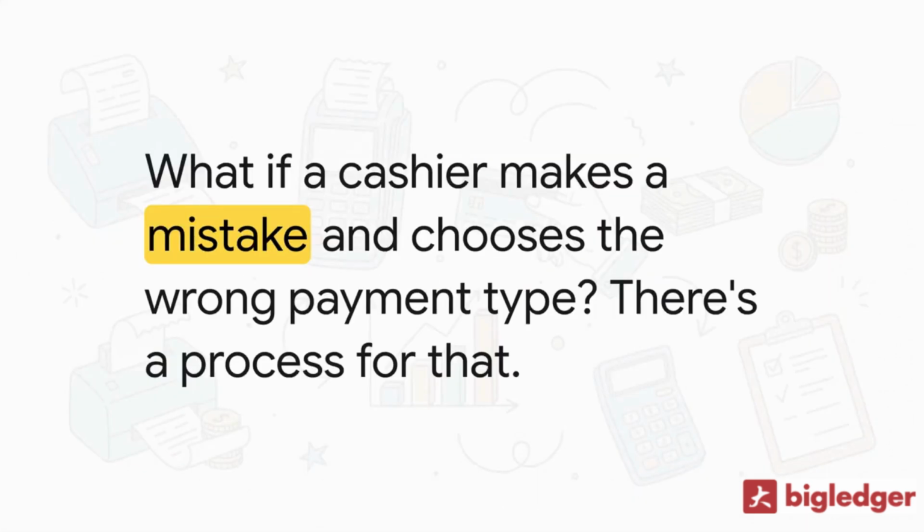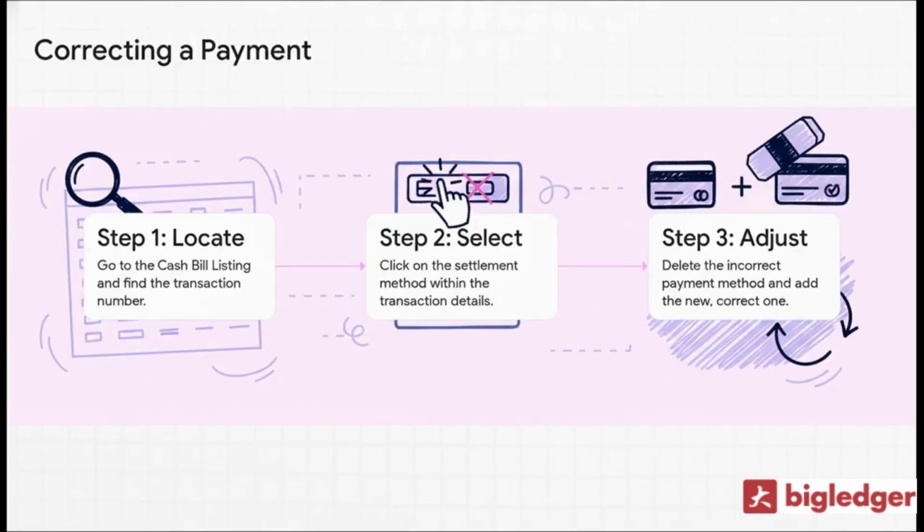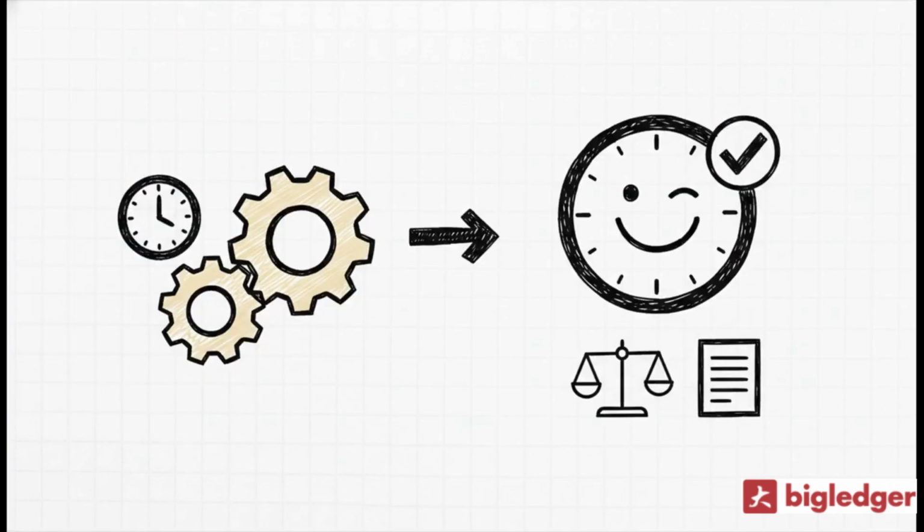But mistakes can happen. What if a cashier picks the wrong payment type? No problem. If you have the right permissions, fixing it is easy. Just swap out the incorrect payment for the right one. So, the big takeaway here? A little setup now saves you a massive headache on reconciliation later, for sure.